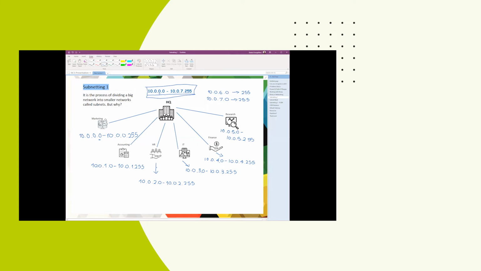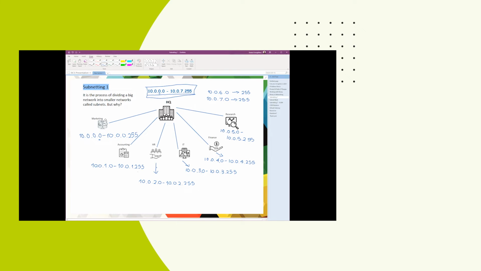We don't want marketing people to be able to communicate with devices belonging to HR. We might not want accounting people to be able to communicate with devices in research or finance. Another very, very important reason is that in networks, we have a term called broadcast domain.